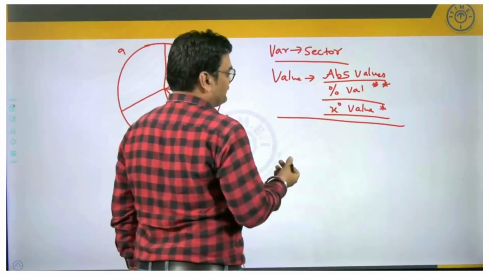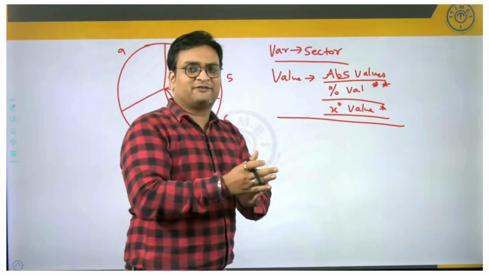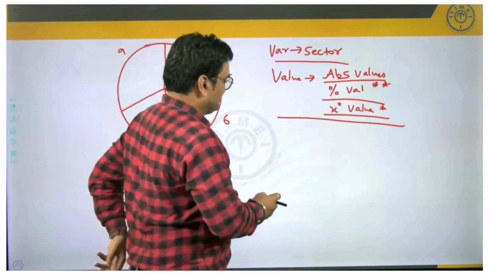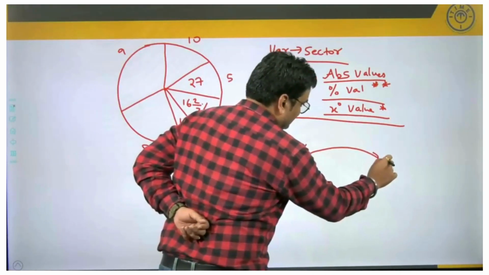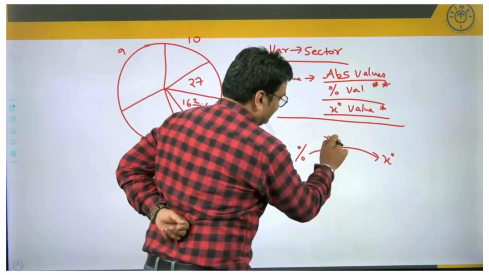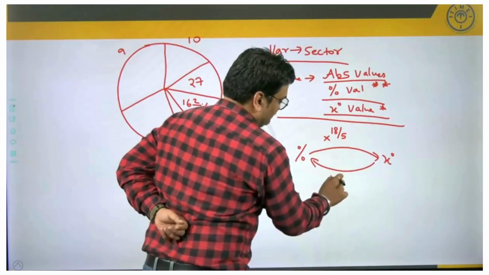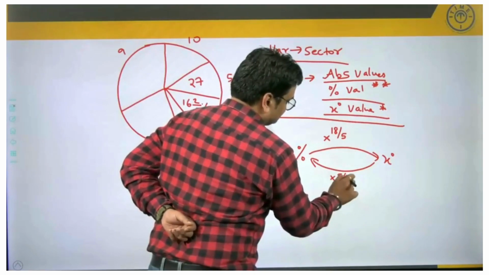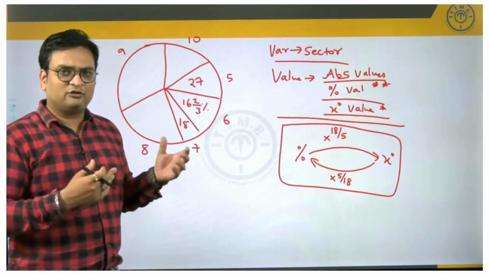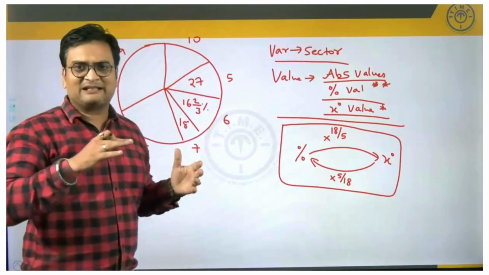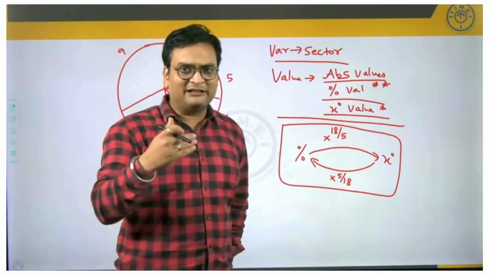So if you have these 2 values given, sometimes there would be a requirement of converting one type of value to the other, for example percentage to degree or degree to percentage. The conversion factor is: if you wish to convert percentage into the corresponding degree value, you simply multiply by 18 upon 5, and for the reverse conversion you multiply by 5 upon 18. This is the conversion rule that we make use of in pie charts involving 2 different values. So these are some basics about pie charts that you should be aware of, as an aspirant, as someone who is planning to take CUET this year.